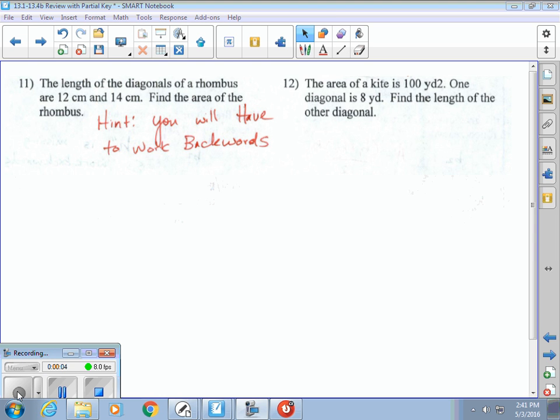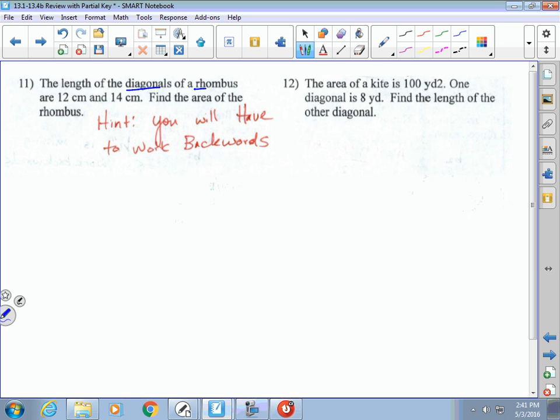Last one, since you have to work backwards for the 12, not for the 11. Sorry if that mixes up anything, but I'm asking you to read and take out the key information. So number 11 says the length of the diagonals of a rhombus are 12 centimeters and 14 centimeters. Find the area of the rhombus.